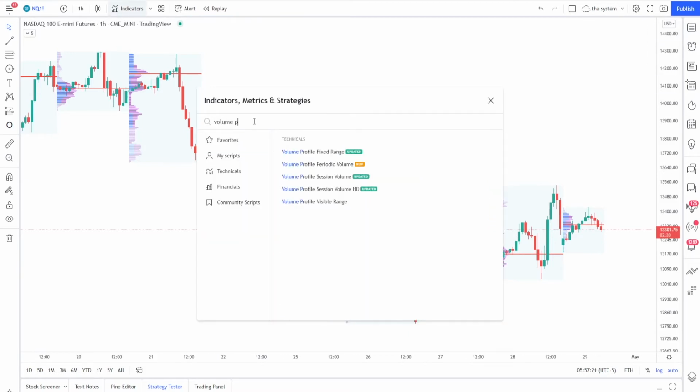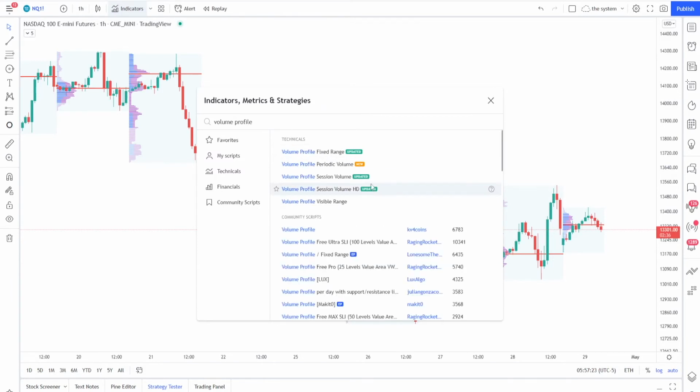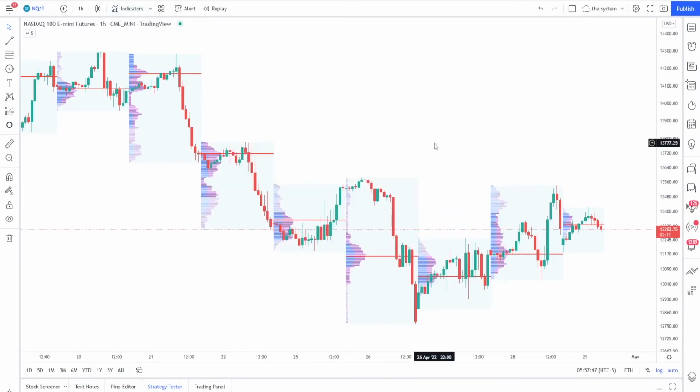There are many different volume profiles you can set to your chart, but I always go for the session volume. So this is only showing the volume for the current session. Now you can also have a fixed range if you want to see the volume of a specific range on the chart. You can also do the periodic volume or just the visible range. So when you scroll in and out of the chart, it's going to change the way that the volume profile is actually plotted and calculated.